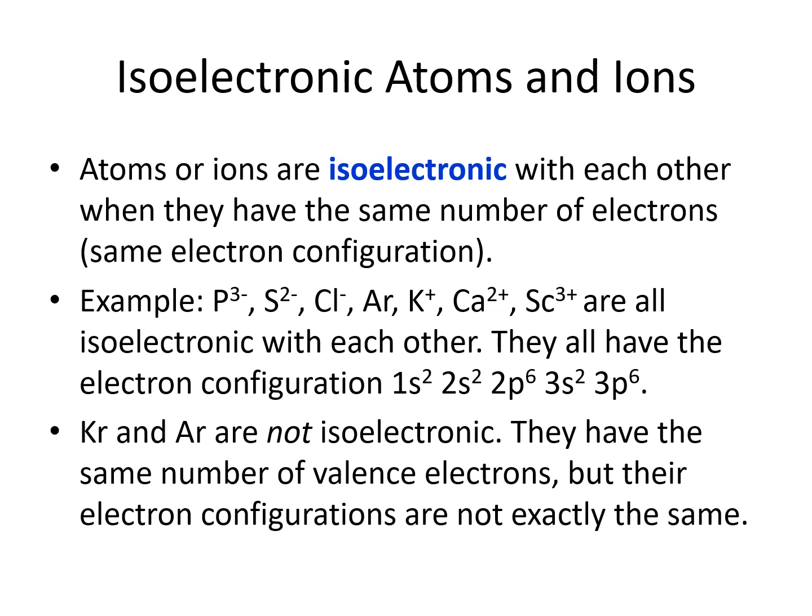This is fairly common because atoms will often gain or lose electrons as they become ions, such that they end up with the same electron configuration as the nearest noble gas. For example, the phosphide, sulfide, chloride, potassium, calcium, and scandium ions all have the same electron configuration as the neutral noble gas argon. They do have to have the same exact electron configuration, not just the same generalized or valence electron configuration. For example, krypton and argon are not isoelectronic, even though they both end in ns2 and np6, because their n values are not the same.